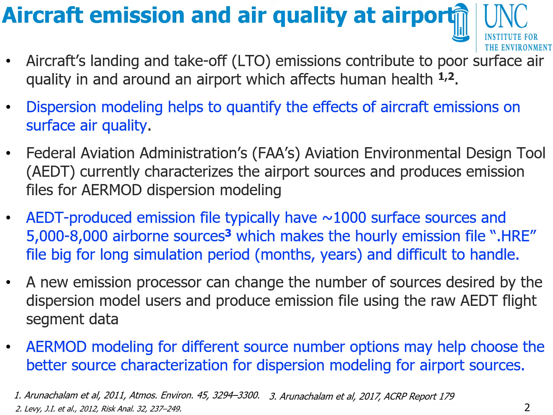AEDT produced emission files typically have 1000 surface sources and around 5000 to 8000 airborne sources, which makes the hourly emission files a little big and sometimes difficult to handle for a big time period. A new emission processor can change the number of sources desired by the dispersion model users and produce emission files using the raw AEDT flight segment data. AERMOD modeling for different source number options may help choose the better source characterizations for dispersion modeling for airport sources.